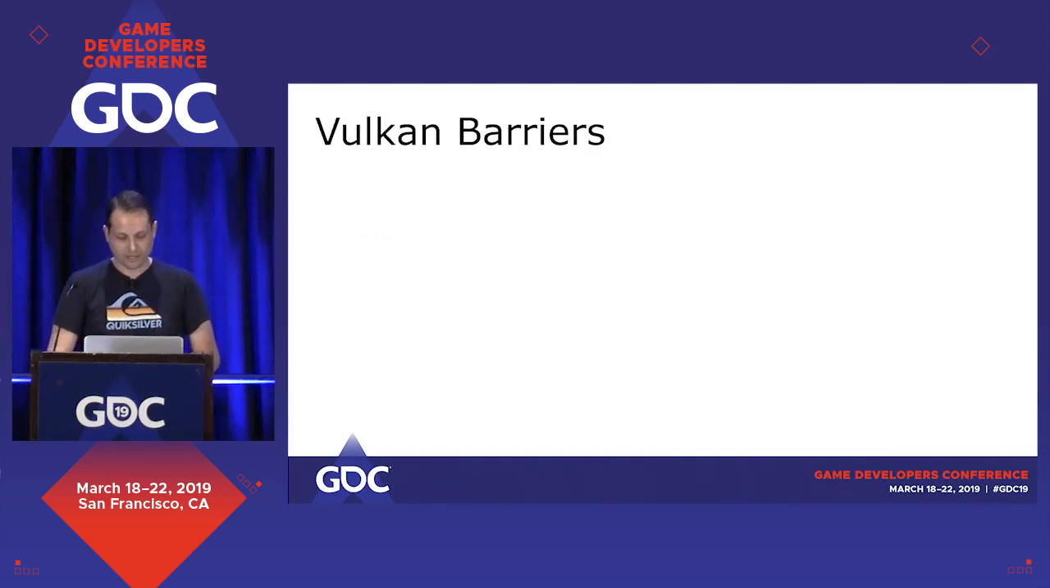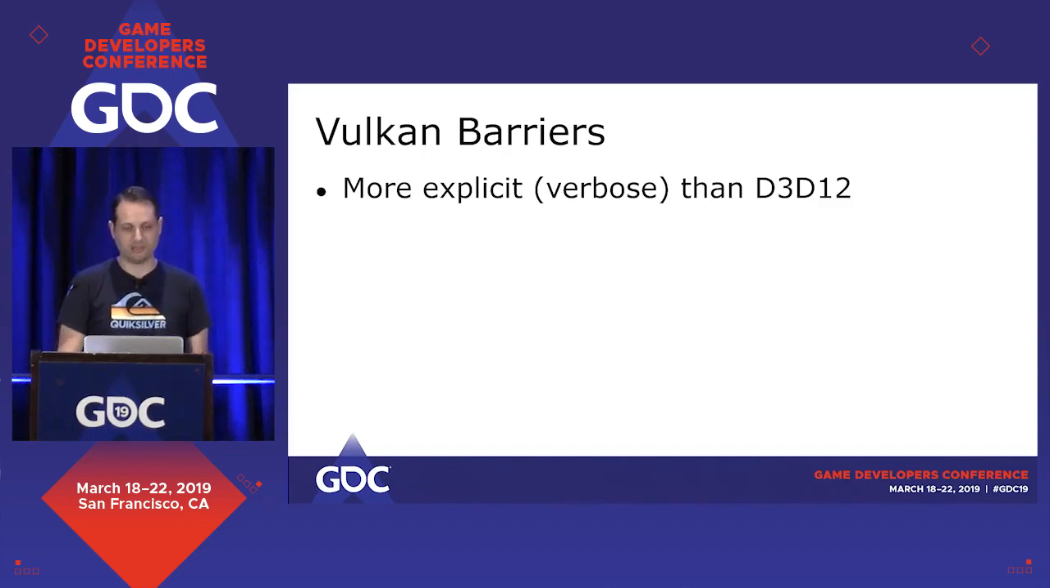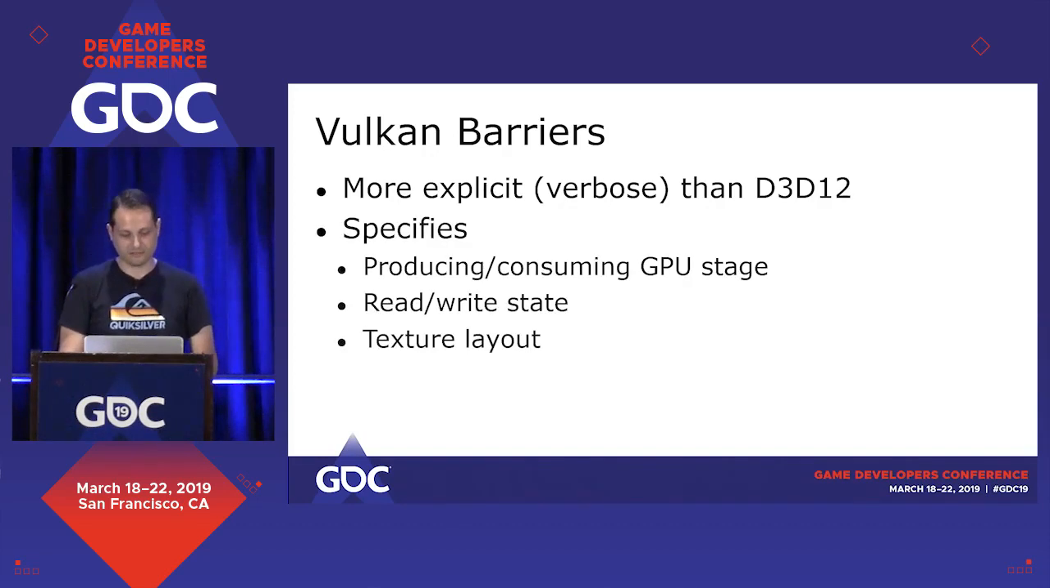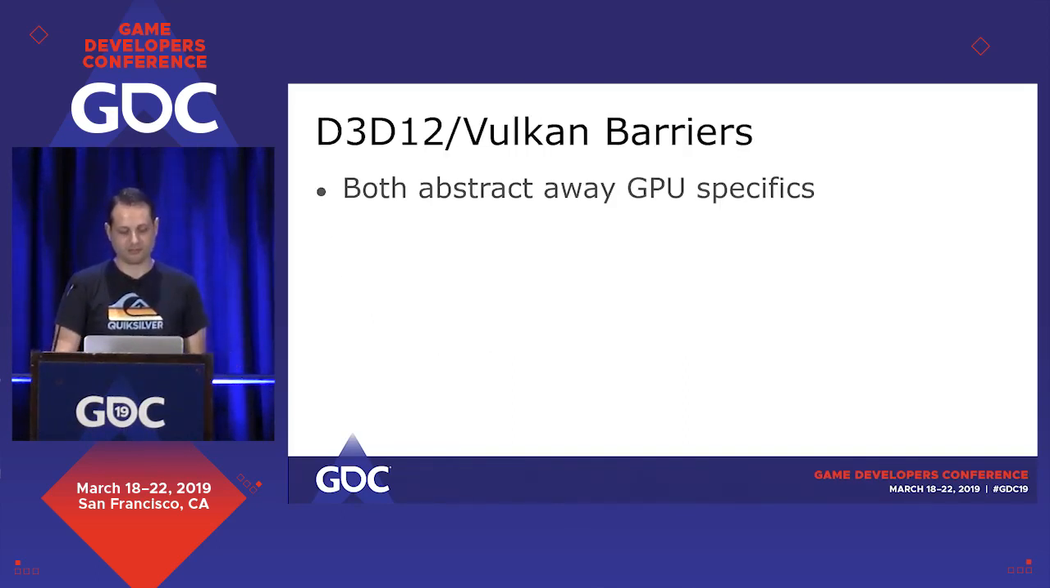you've specified. And then Vulkan is similar, just a little bit more explicit and verbose than what you have in D3D12, but you're still having a higher level abstraction. You just have to supply a little bit of extra info, you have to be more specific about the producing and consuming GPU stage and whether it's in a read-write state, and there are also some options for manually specifying texture layout. But again, both of these are really about abstracting away the GPU specifics, right?